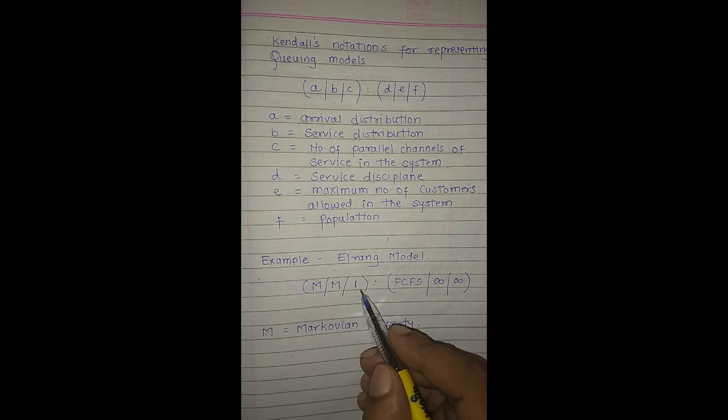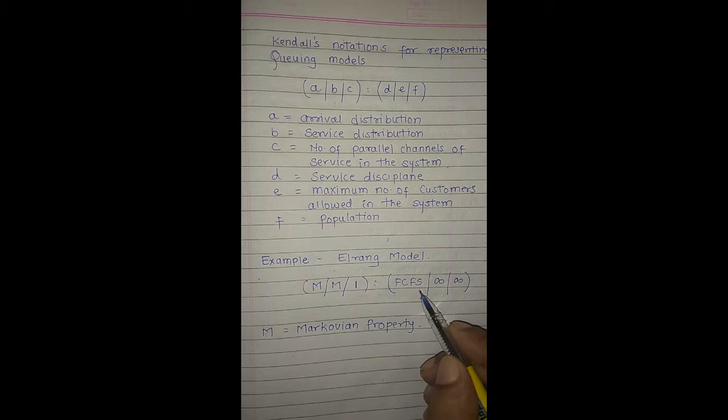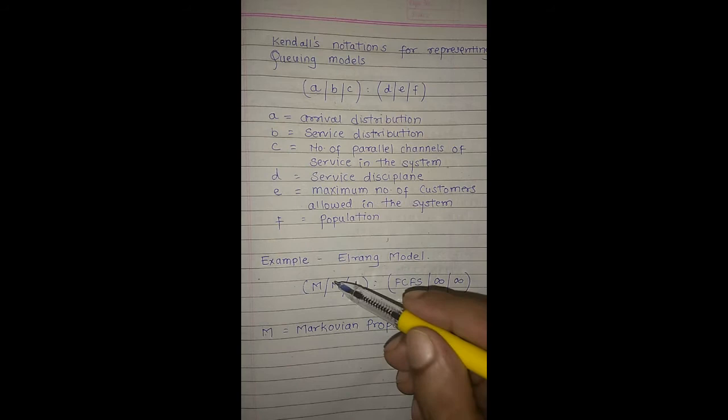It means that this model is the single channel model. Next, the service discipline in this model is first come, first serve. The maximum number of customers allowed in the system is infinity and the population is also infinity. This is the denotation of the Erlang model.